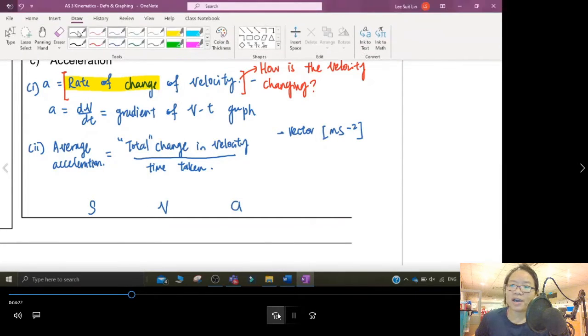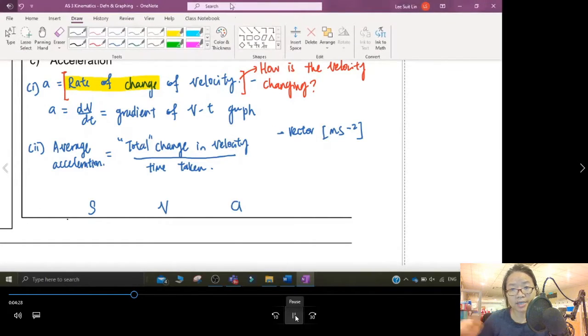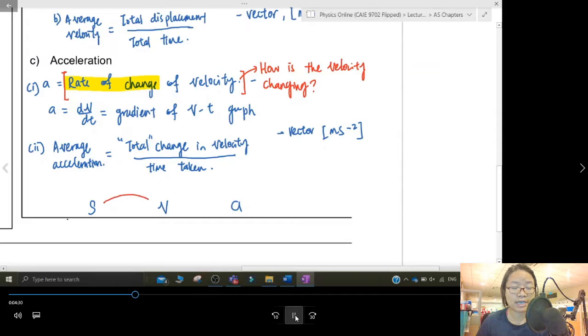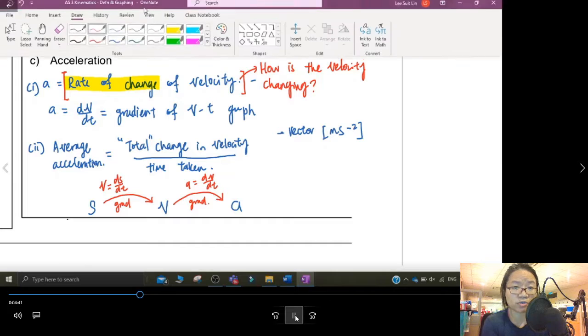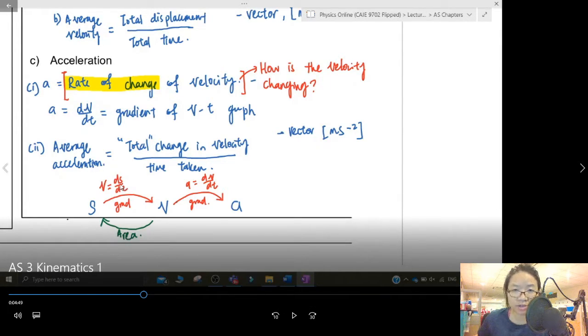Right now we have these three friends, which is pretty important in your life, s, v, and a. They are related to each other very closely by first order derivative. Basically, since v is ds dt, the gradient of your s graph will give your v, and a is dv dt, so the gradient of your v graph will give your a. If we go in one direction it is gradient, and if you go back it is area. This should not be new to you, only the derivative is new.